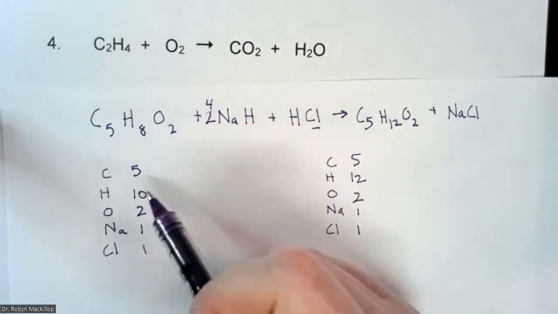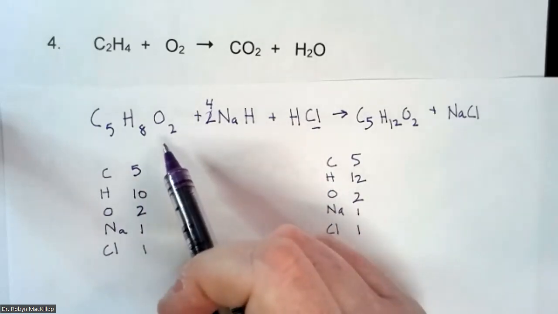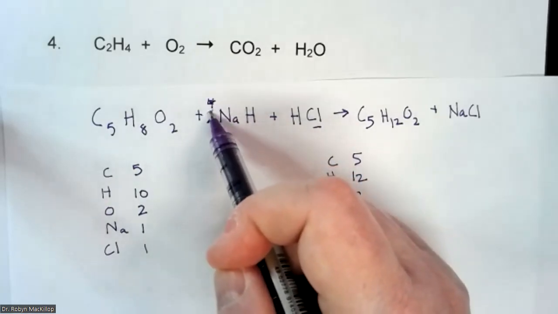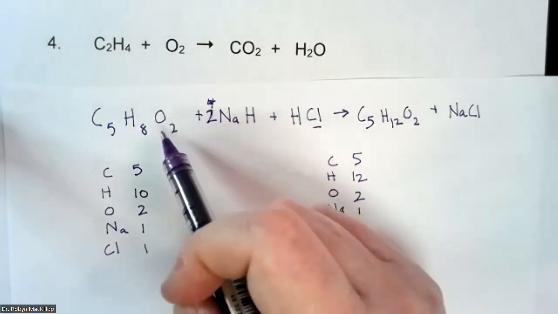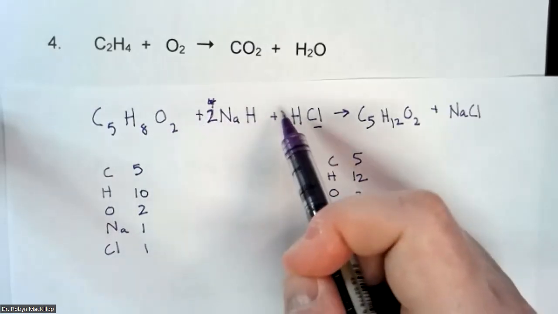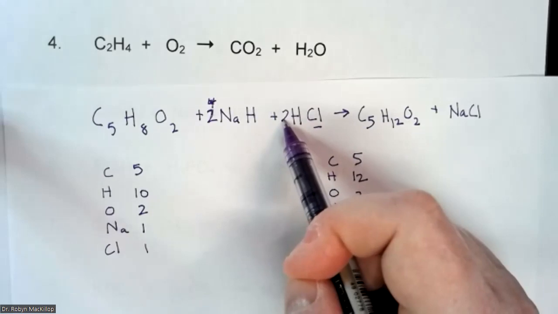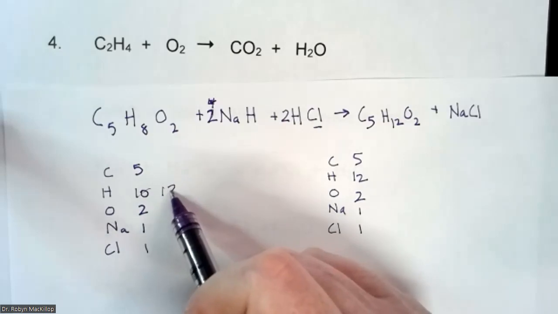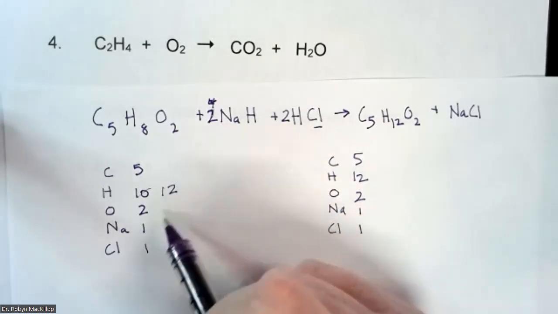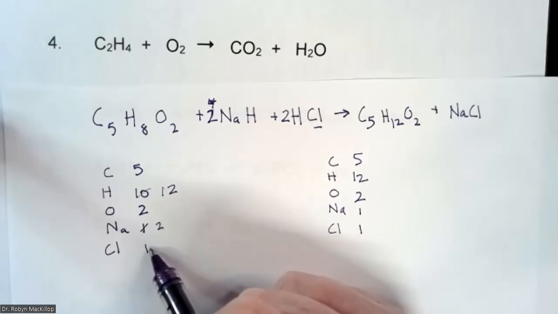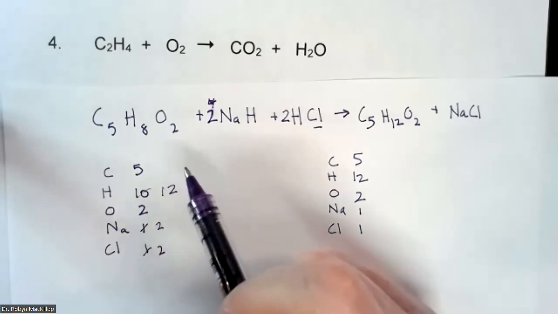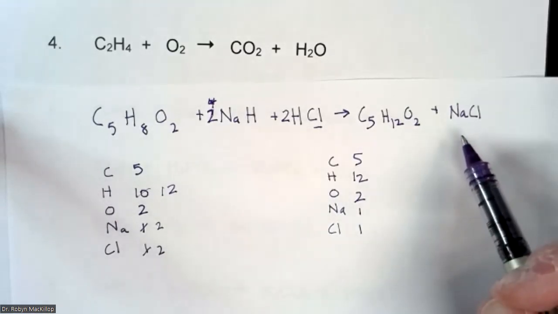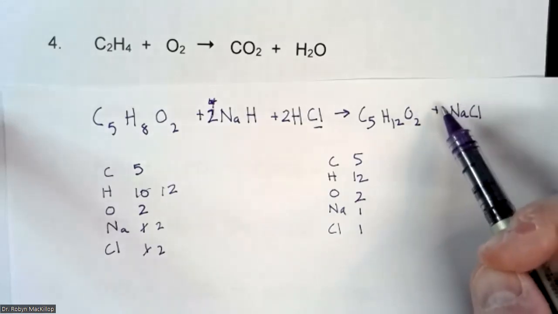So if we do that, we've got 8. Oh, wait, no, I messed that up. No, that's not what I wanted to do. We did 2 first. 8, 9, 10. What if we did this? 11, 12. That would give us 12 H's. Then that alters the NA. That would be 2 NAs and 2 CLs. Yeah. So now we're out of balance on NaCl. So you have to add 2. Perfect. 2. That worked out well.